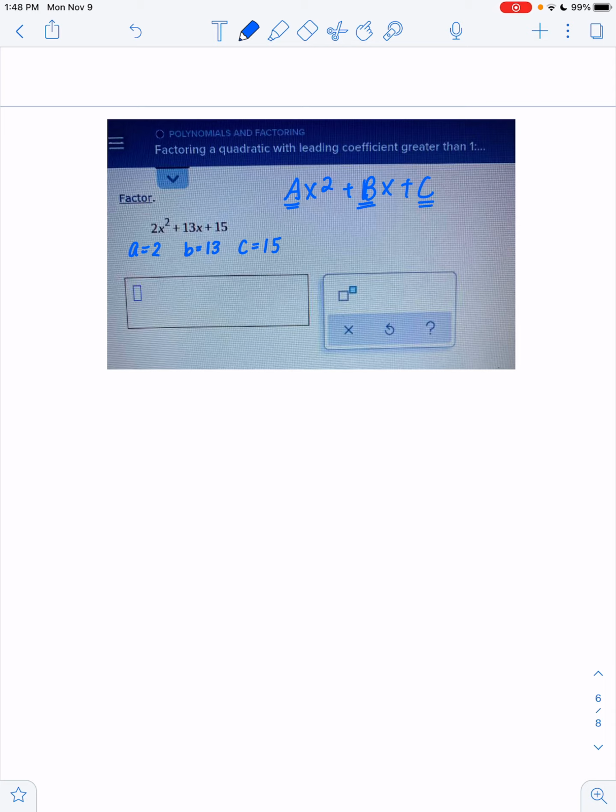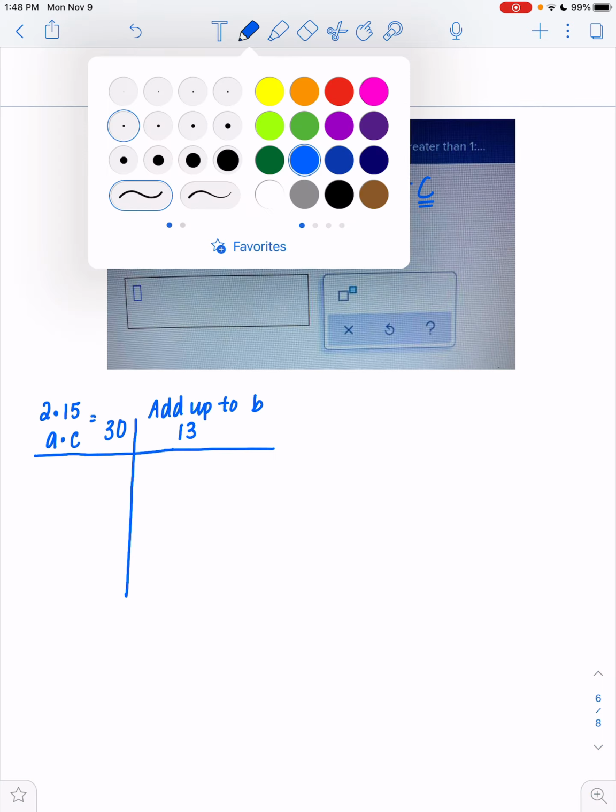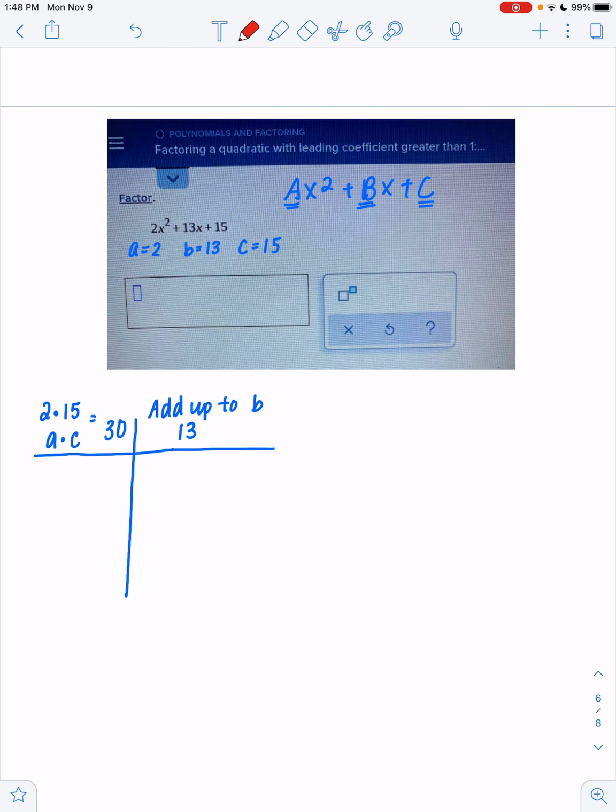Next, I'm going to make a table. On your table, I want A times C. So A times C in this case is going to be 2 times 15, and that gives us 30. And then over here, I need numbers that add up to B. So it needs to add up to 13. And here's what I want. I want factors of 30, and I want to see if they add up to 13.